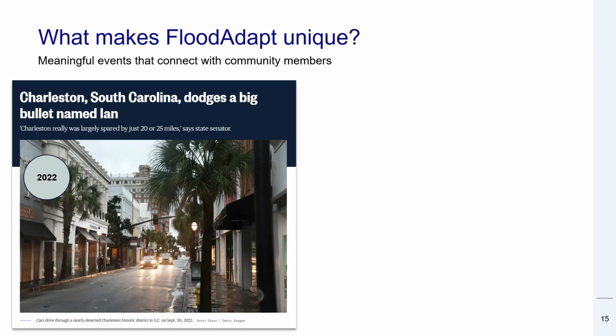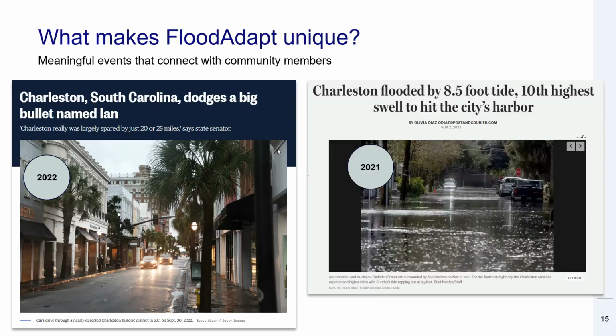So these are a couple of examples. We've been piloting FloodAdapt in Charleston. Last year in 2022, Hurricane Ian was projected to make landfall in a very unfavorable location for Charleston, but it did migrate and they were largely spared. So you see this headline, Charleston was spared by just 20 or 25 miles. That's a situation that really resonates with community members.